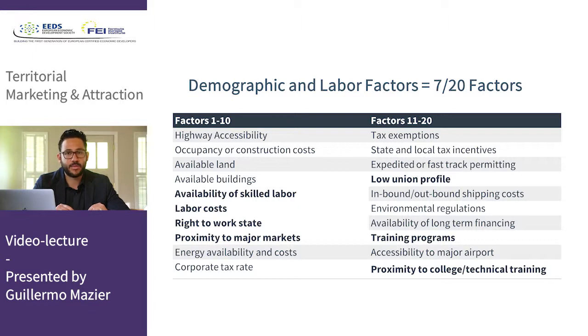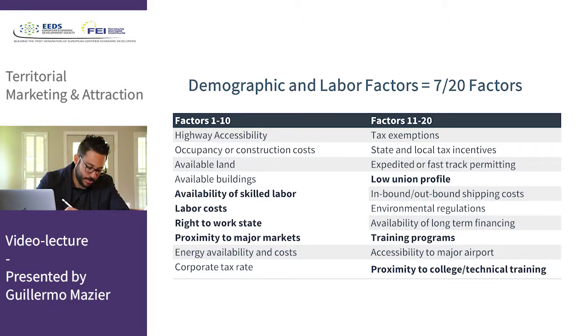The second thing that you should note as you build your FDI plan are the demographic and labor force factors. For Jones Lang LaSalle, these factors are 7 out of 20. They include the availability of skilled labor, labor costs, being in a right-to-work state, proximity to major markets, having a low union profile, training programs, and proximity to technical college.